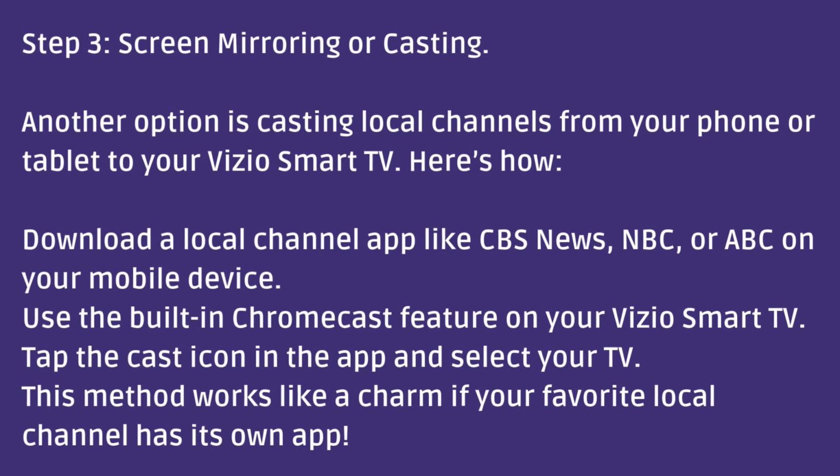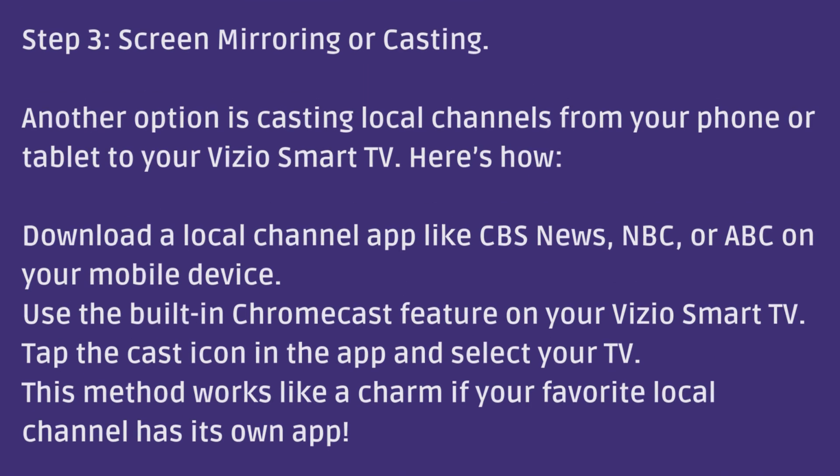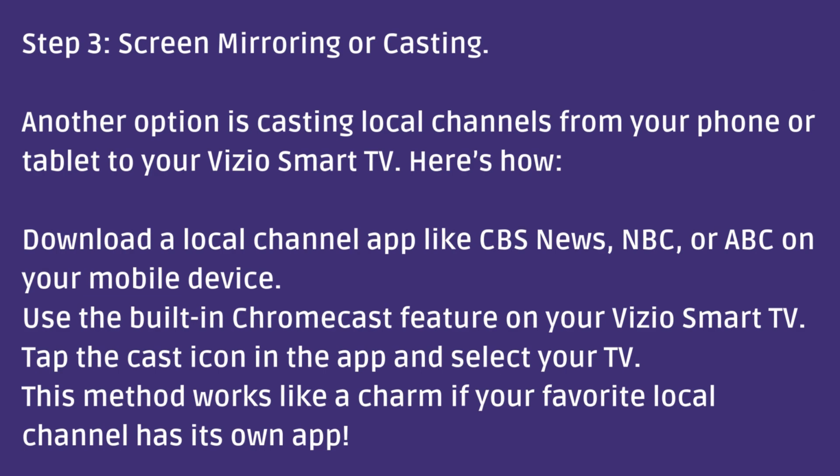Step 3. Screen mirroring or casting. Another option is casting local channels from your phone or tablet to your Vizio Smart TV. Here's how. Download a local channel app like CBS News, NBC, or ABC on your mobile device.